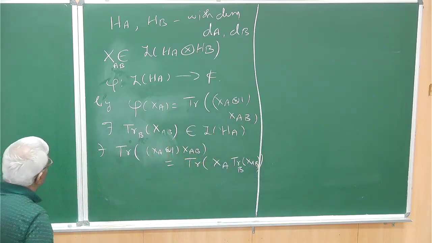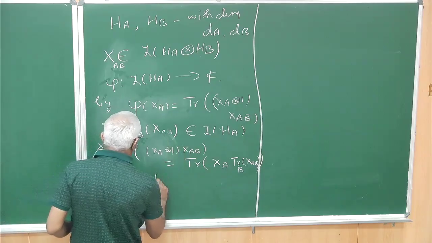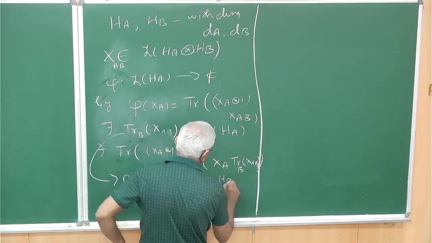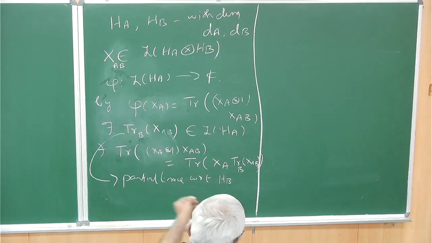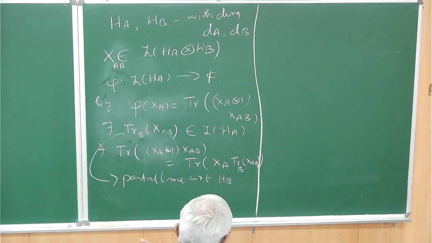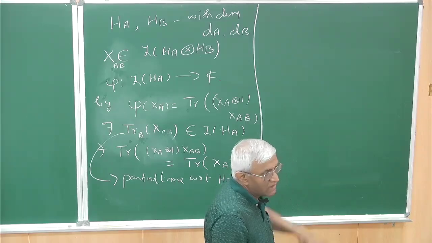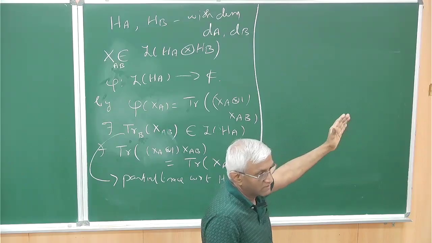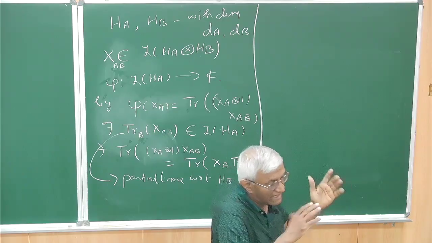So this is what is called the partial trace with respect to H_B. This is an analog of what is called conditional expectation in probability. Conditional expectation is with respect to some sub-sigma algebra. You have a bigger sigma algebra, with your functions measurable with respect to it, and you have a sub-sigma algebra. Then you have the conditional expectation, which is actually a projection.